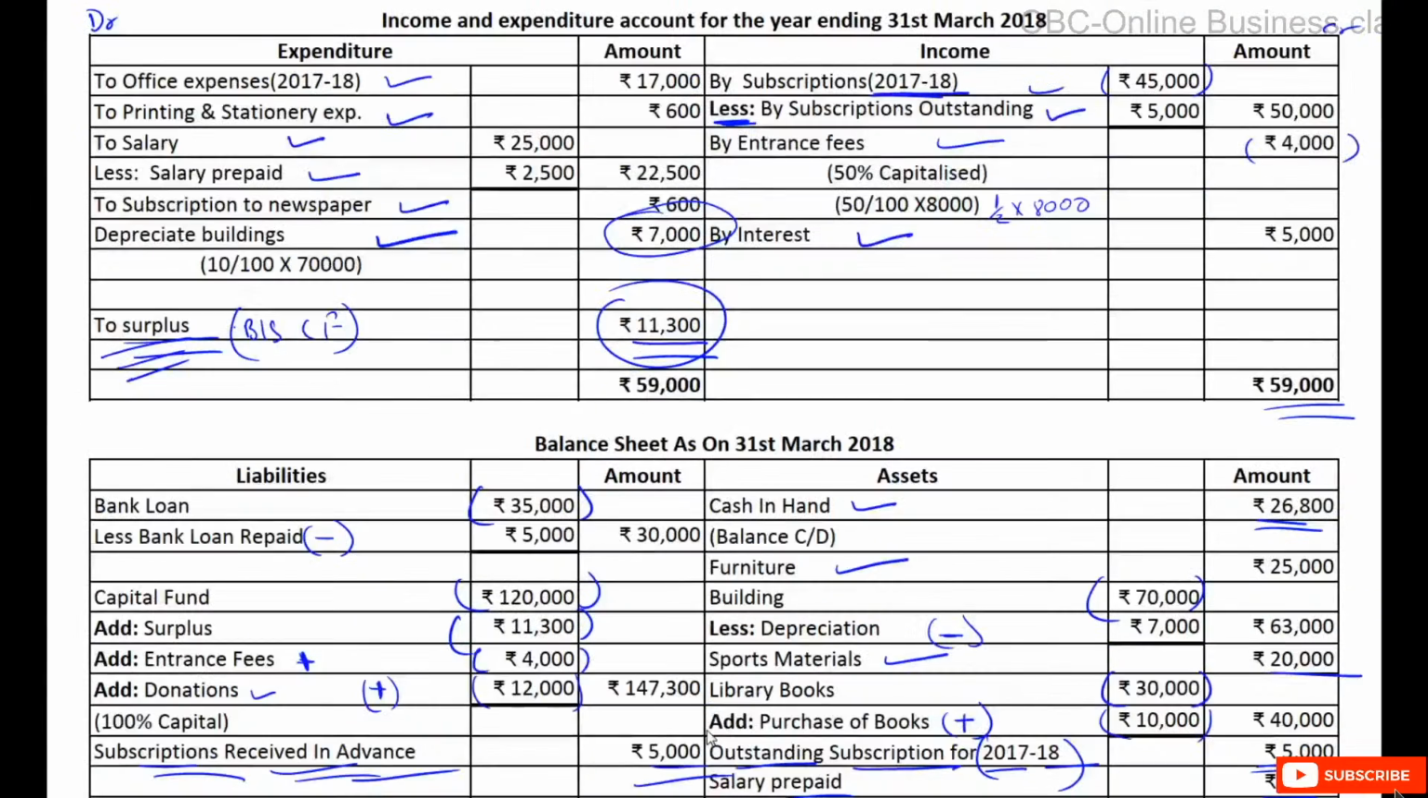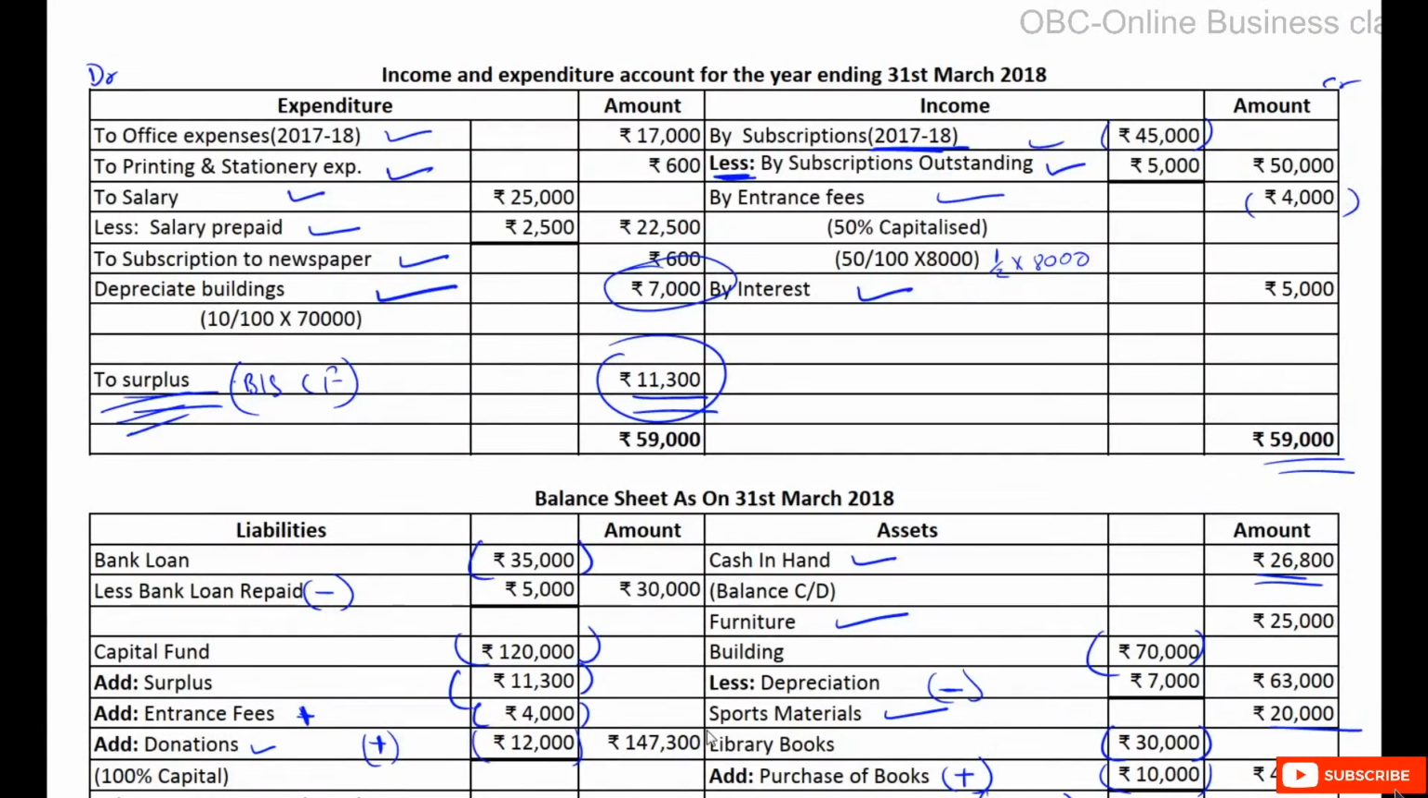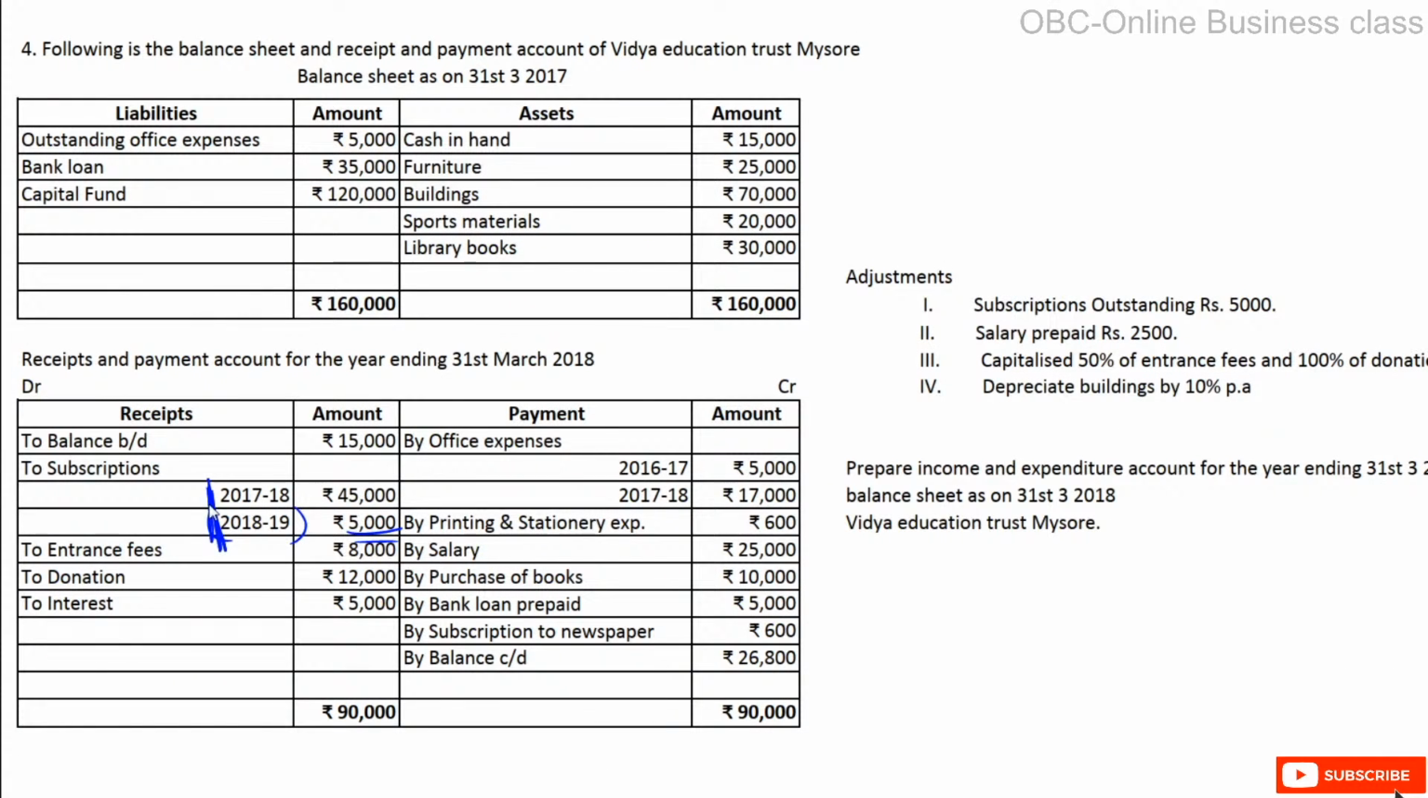So simple, nothing much complicated except the division of years that is given here. Except this, be a little bit careful with the 5,000, and this 2,500 should be entered in two different accounts, and that's all. To cause confusion, they gave this amount of office expenses of last year that should not be considered anywhere.